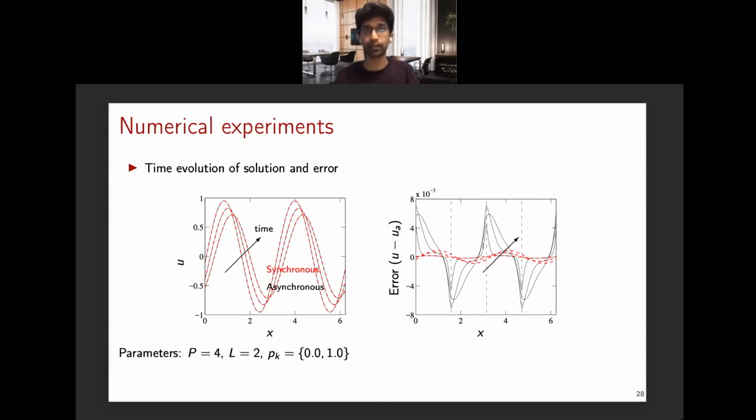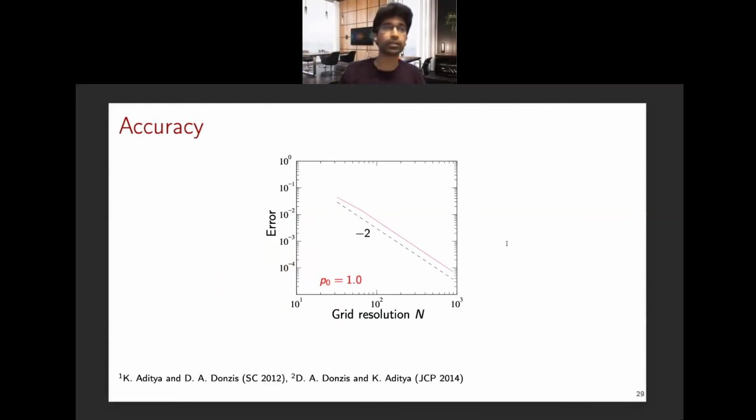And these errors, as you see in time, would propagate into the interior of your domain and corrupt the solution there as well. So now the question we want to ask is, do these errors amplify in time? That means the numerical scheme is unstable, or they diminish in time, which means the scheme is stable. So to analyze this, we plot the accuracy graph with increasing grid resolution.